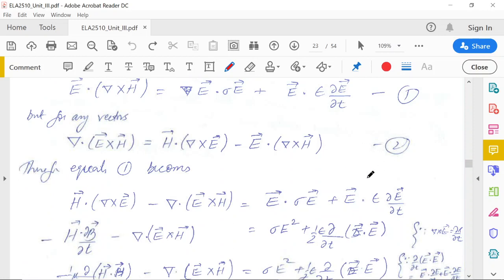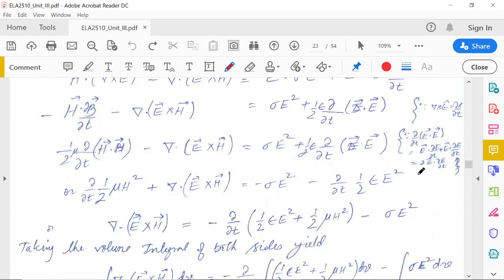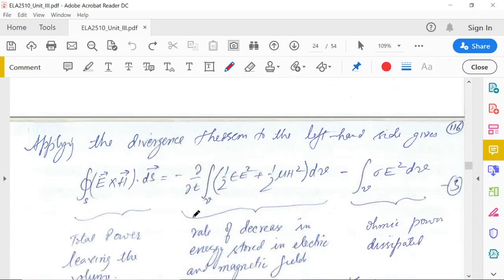Here we have this one. And then finally we get this one. So we will try to understand this expression. We have now the closed integral of E cross H dot ds equals minus del over del t integral over the volume of half epsilon E square plus half mu H square dv, minus the integral of sigma E square dv.